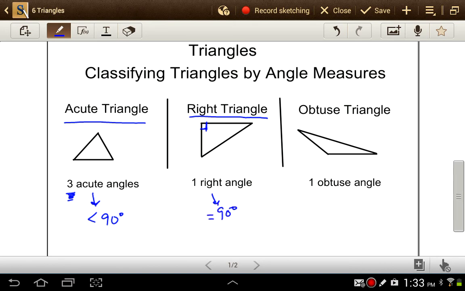And then an obtuse triangle. Well, this angle right here, there's our obtuse angle. An obtuse angle, remember, is greater than 90 degrees. So if I have one angle that's greater than 90 degrees, that makes it an obtuse triangle. So we have an acute triangle, a right triangle, and an obtuse triangle. And that's how to classify by its angle measures. If you need to pause, go ahead. Otherwise, I am moving on to my next slide.